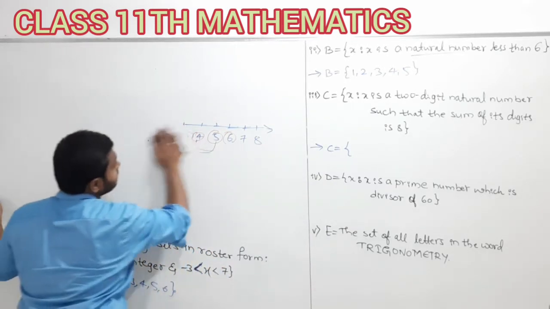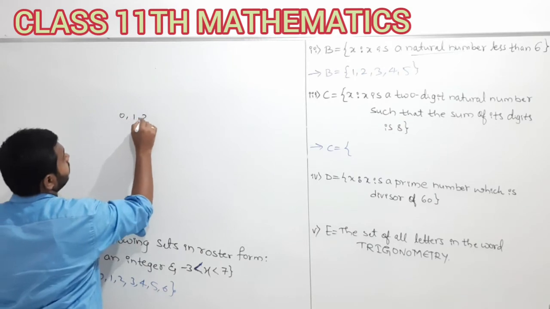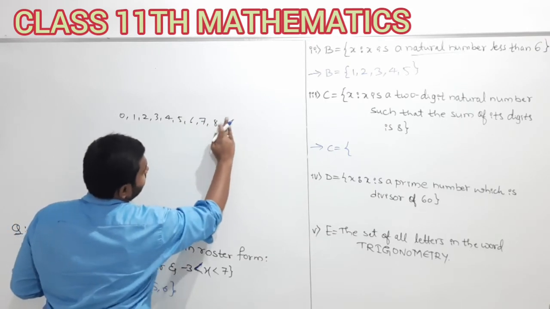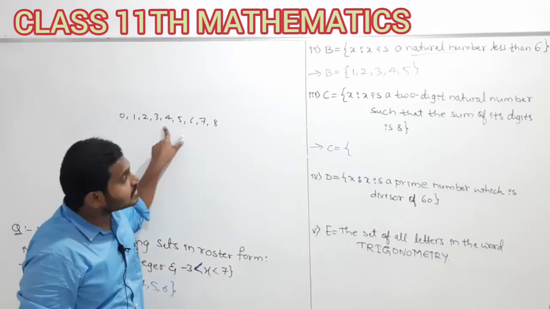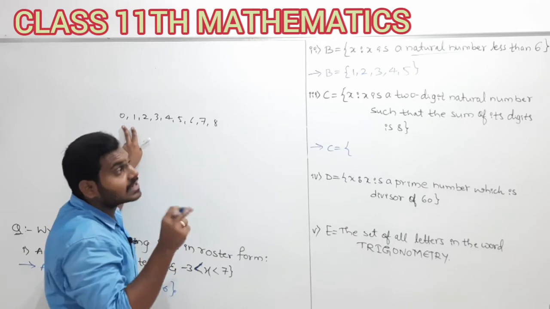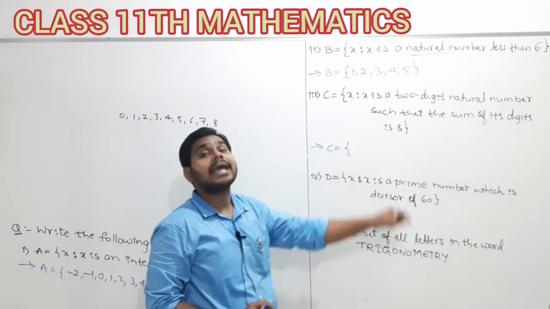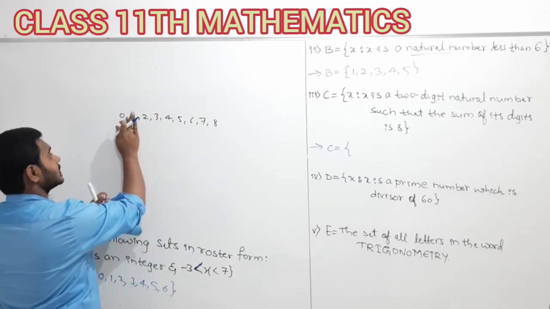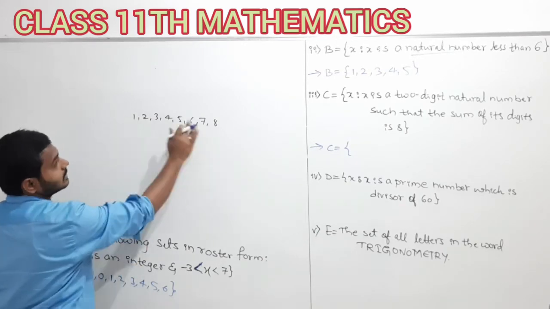To take the 2-digit numbers, first I'll write all the digits 0, 1, 2, 3, 4, 5, 6, 7, 8, 9. 9 is not required because we need the sum as 8. So these are the single digit numbers I can have. From this I should make the 2-digit numbers whose sum is 8. 0 is not a natural number, so first leave this one. I'll discuss it later, but as of now these are the only natural numbers I have.